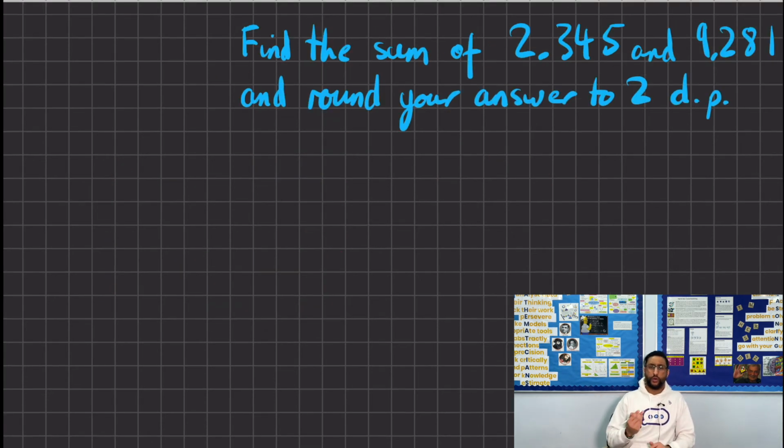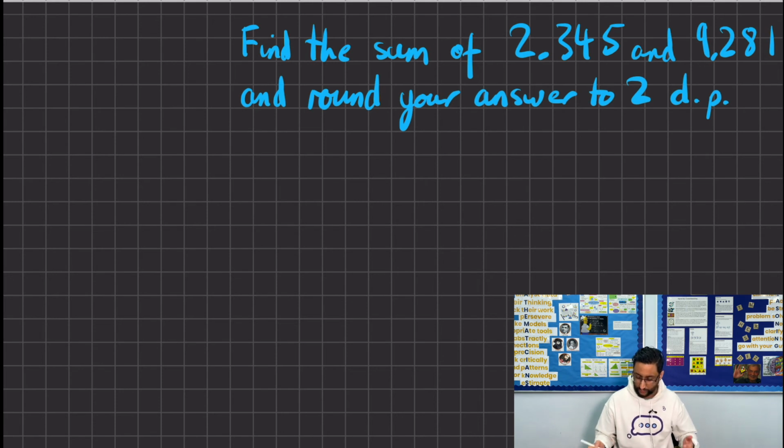So usually you won't be given a question that just says round this number to the nearest 3 decimal places or 2 decimal places. Often what you'll find is you'll get a question which has an answer that is a decimal, which says give your answer to 2dp, for example. So we're going to do one of those now. This question says find the sum of 2.345 and 9.281 and round your answer to 2dp.